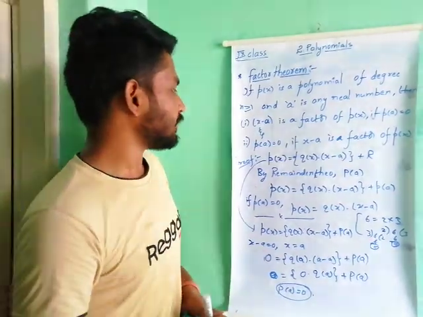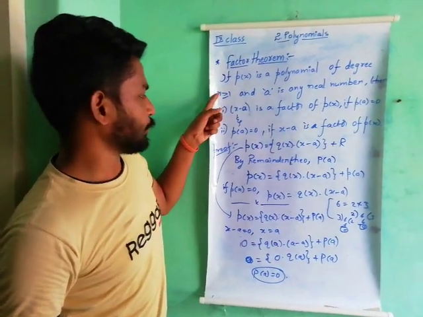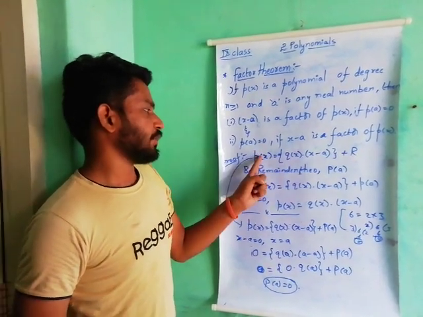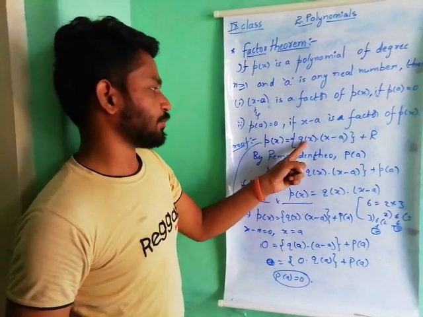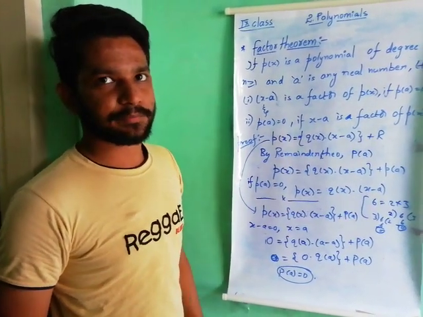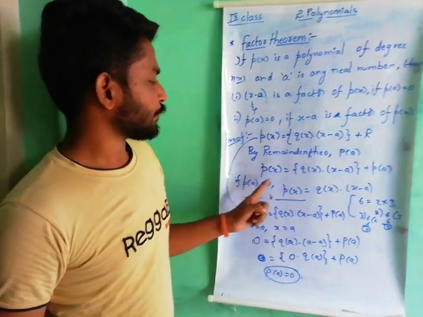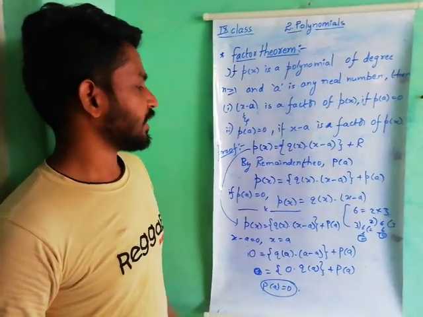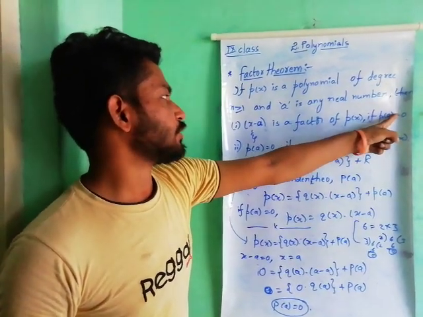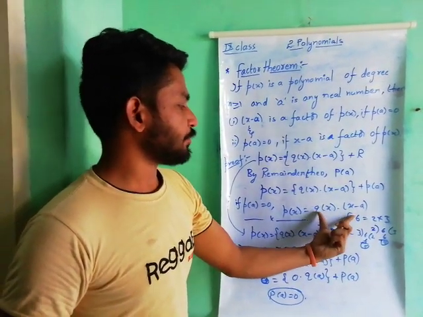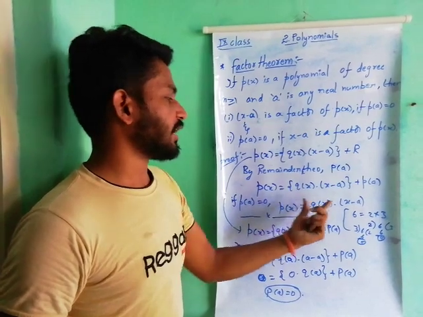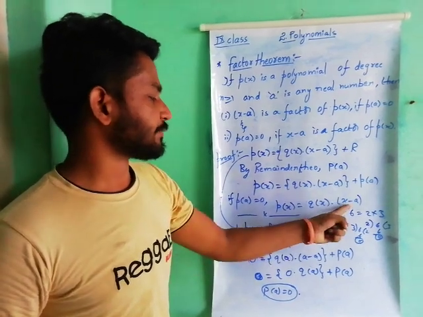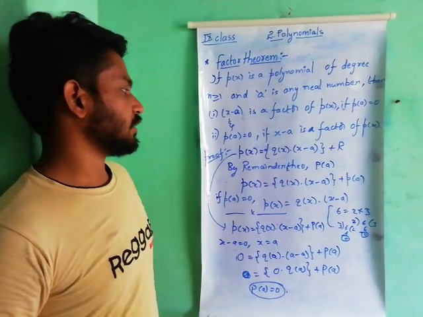I repeat, a simple proof. I take one identity. By the remainder theorem, p of x is divided by x minus a, we get the quotient q of x and the remainder p of a. So p of x is equal to q of x into x minus a plus p of a. Here, if p of a is equal to 0, p of x becomes q of x into x minus a. Any number can be written as a product of two numbers, and the two numbers must be factors of it. So x minus a is a factor of p of x.